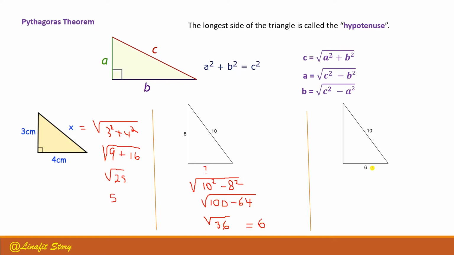This is 10, this is 6. So to get the unknown side, it is the square root of 10 squared minus 6 squared. 10 squared is 100, 6 squared is 36. 100 minus 36 is equal to 64. The square root of 64 is equal to 8.